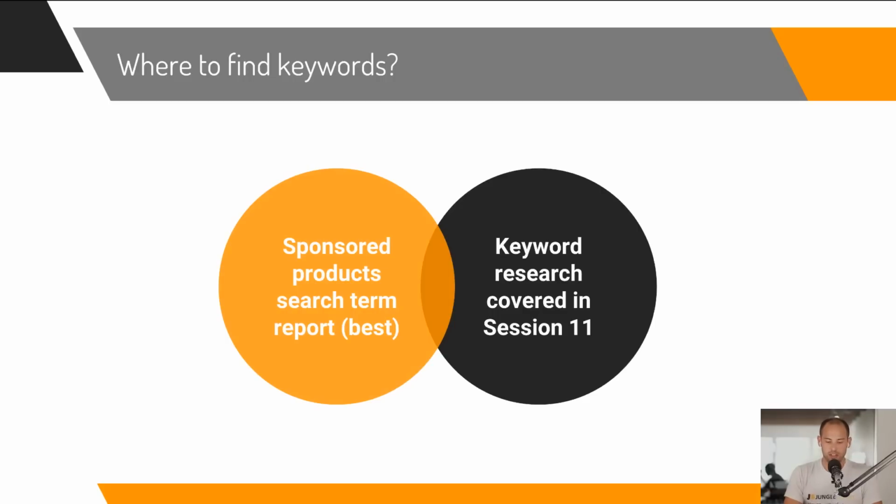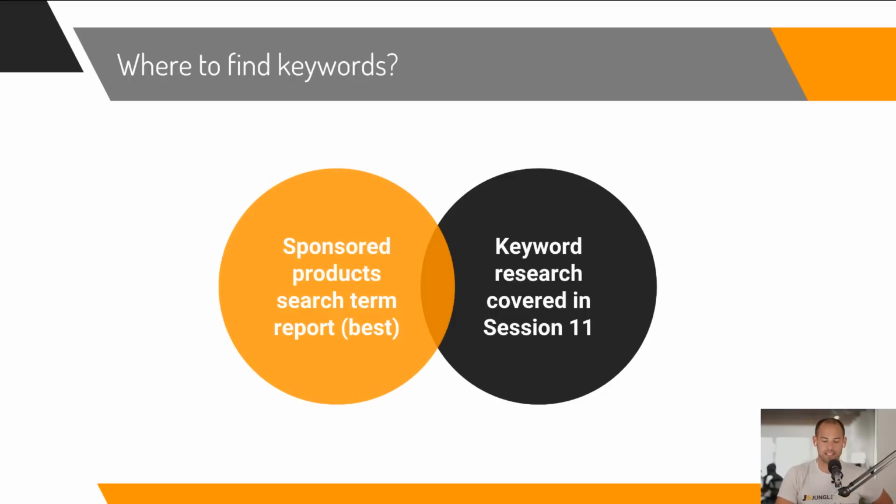All right. So where do you find the keywords? My favorite place to look for the keywords is in the sponsored products search term report. If you're thinking about setting up AMS ads, you probably are already running sponsored product ads. If not, I would encourage you to do so first. So that's where we're going to be looking.